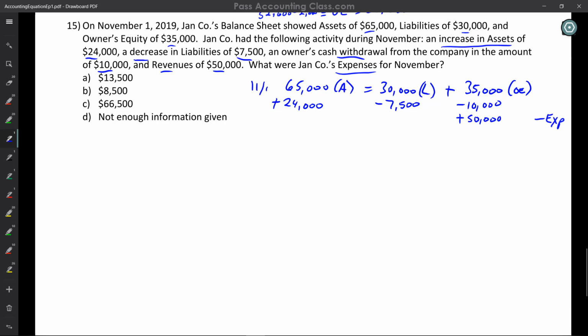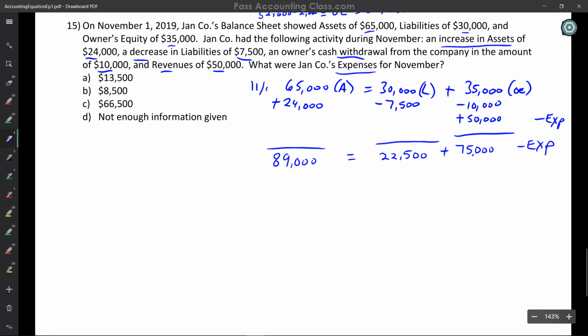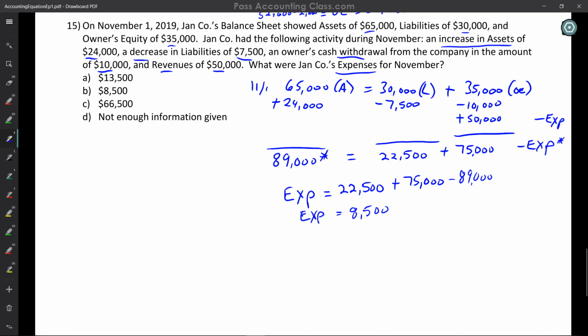So now what I'm going to do is get our equation up to date. I've got assets of $89,000 equal liabilities of $22,500 plus partial owner's equity of $75,000 less expenses. So now I'm just going to switch my expenses with my assets, and I've got expenses equal $22,500 liabilities plus our partial equity of $75,000 less our assets of $89,000. And when I do the math on that, I get $8,500 for my expenses. So the answer is going to be B.